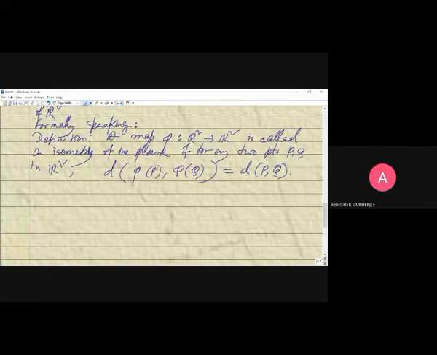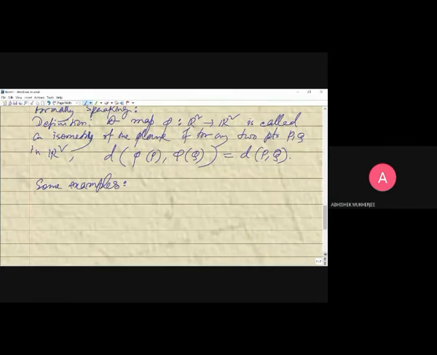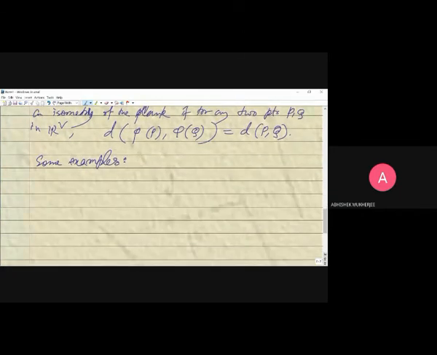So this defines an isometry of the plane. Okay. So let us have a look at some examples, some natural examples we are dealing with. So first of all, since it is a map from R2 to R2, you would have the identity map, right? Now this identity will always preserve the distance because it will just take the point P to P itself.